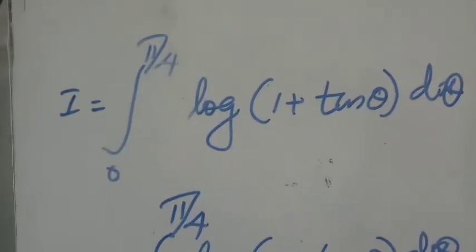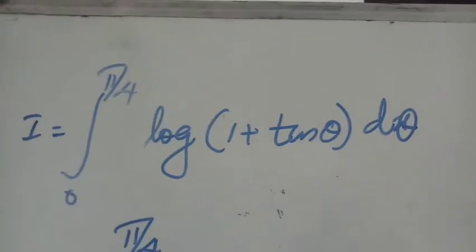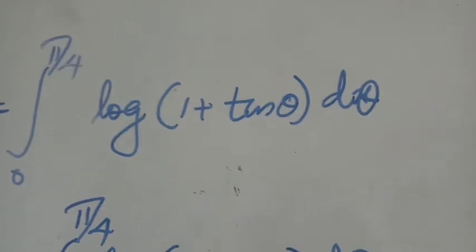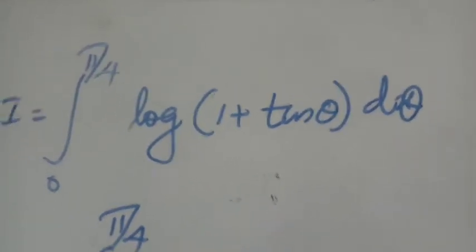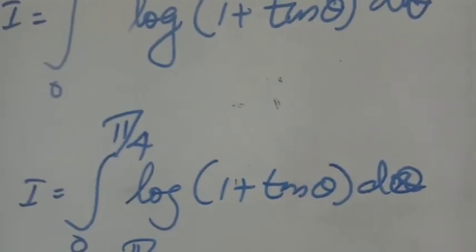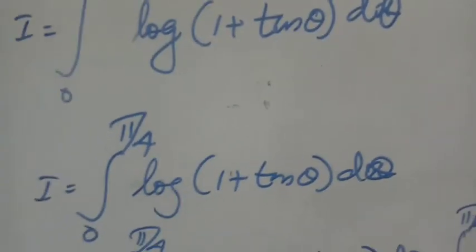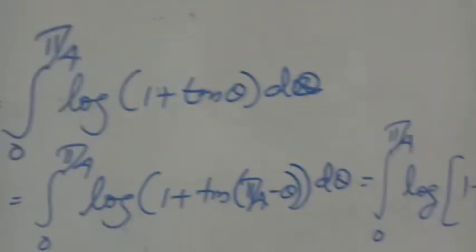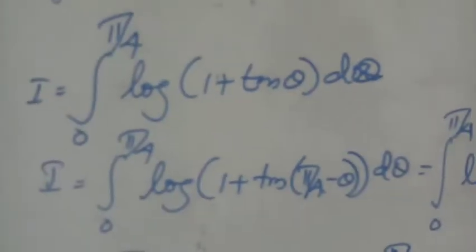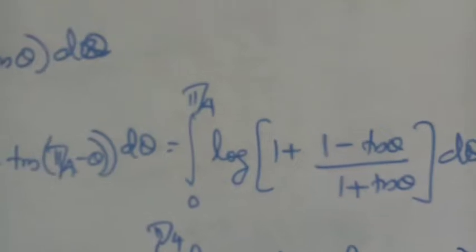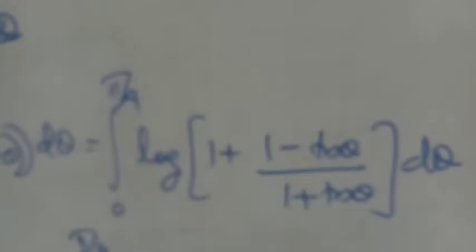Next question. Integral 0 to pi by 4 log 1 plus tan theta d theta. This is in textbook 7.1. It's an important question. Again, I is equal to integral 0 to pi by 4 log of 1 plus tan of (pi by 4 minus theta) d theta. You remember the formula of tan of pi by 4 minus theta. What is that formula? 1 minus tan theta by 1 plus tan theta.